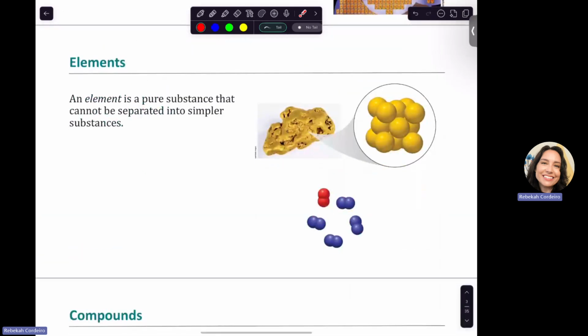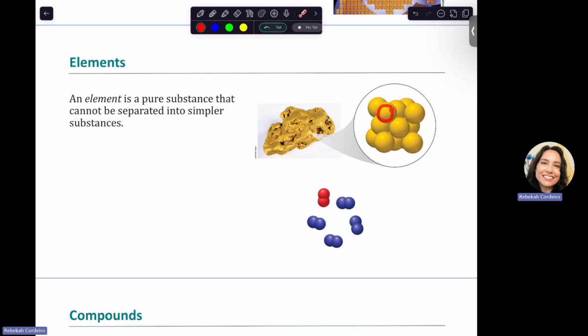What is an element? An element is a pure substance that can't be separated into simpler things. So if I have a sample of gold here, every atom is gold. I can't separate it into atoms of gold and atoms of something else because there isn't something else. It's all atoms of gold. Repeating, like copy pasted, same atom.